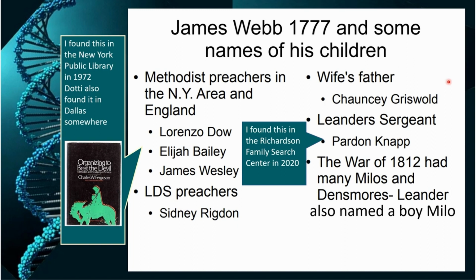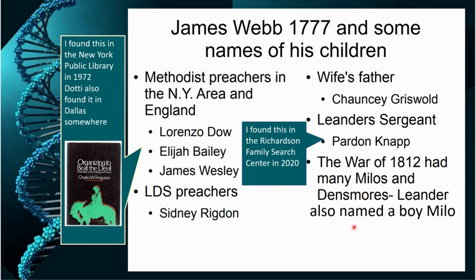Leander's sergeant in the War of 1812. Now, I didn't find that until I was in the Richardson Family Search Center in 2020 and got the War of 1812 records and found it. They also had lots of other Milos and Densmores, but I couldn't make the connection. But at any rate, that's the only history of Pardon Knapp, very small history.